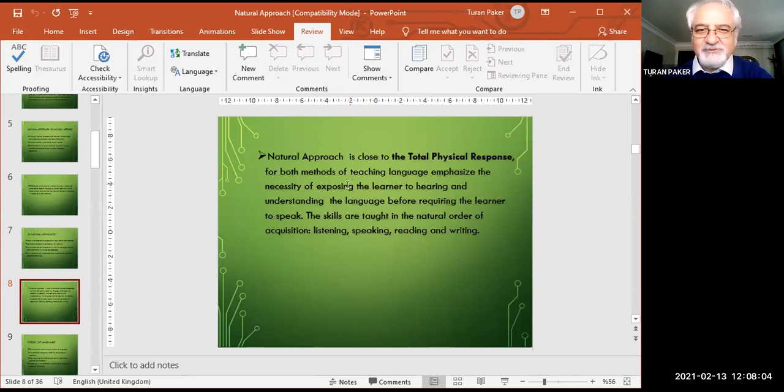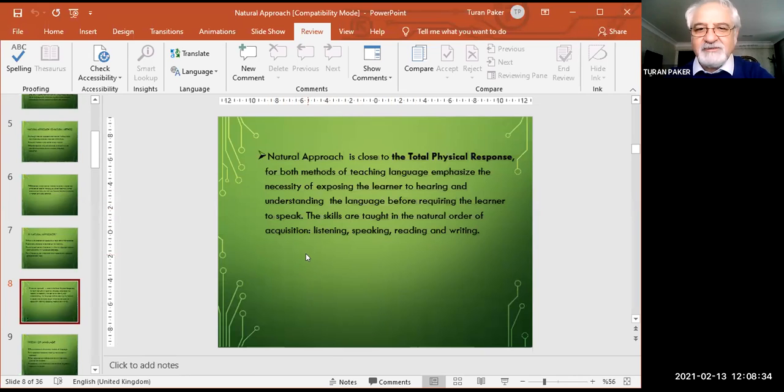Natural approach is also close to the total physical response by James Asher. Both methods of teaching language emphasize the necessity of exposing the learner to hearing and understanding the language first, before requiring the learner to speak. So they first should be able to understand. If there is no comprehension, there is not going to be any production. So it should be phase by phase, I mean, with a sequence.